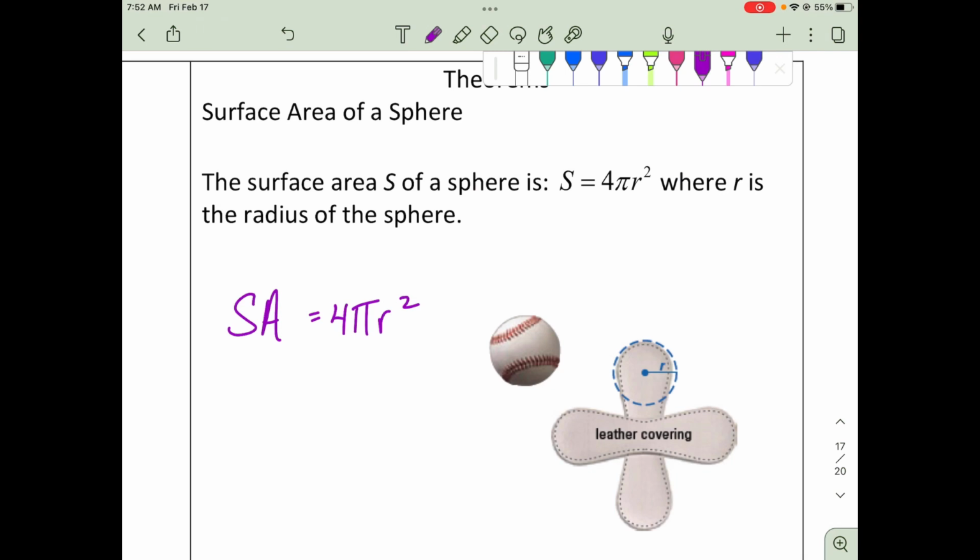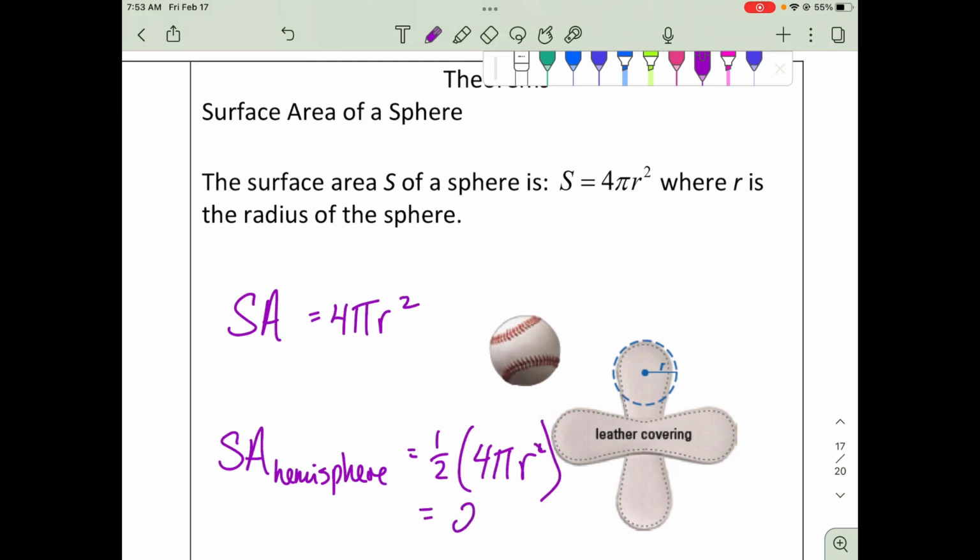A hemisphere then, so the surface area of a hemisphere, which is how much of a sphere? 1/2. So that would be 2 pi r squared.